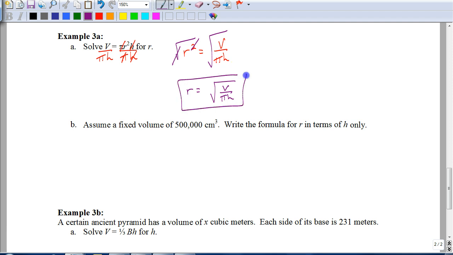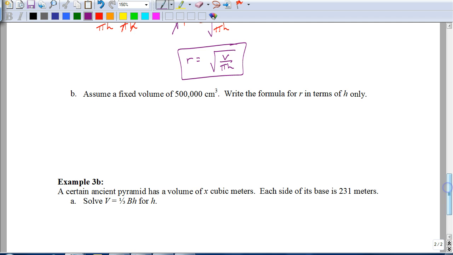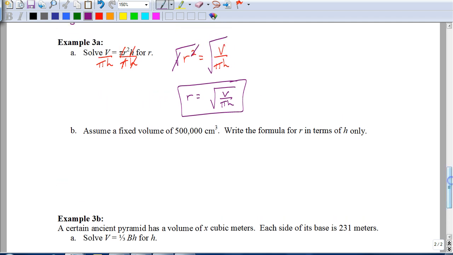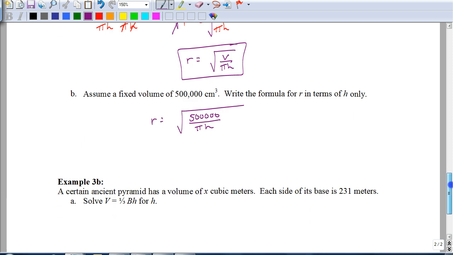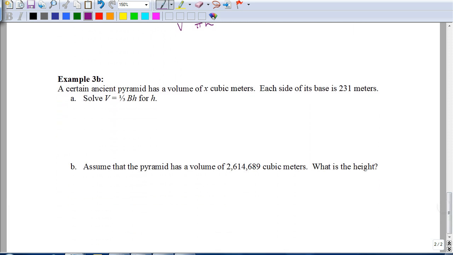So now there's a follow-up question like this one, where we're asked to assume that we have a fixed volume, this time of 500,000 cubic centimeters, and to write the formula for r in terms of h only. So now we just substitute 500,000 in here for V. And technically, we haven't learned enough to be able to simplify this, so right now we'll just leave it as it is. It's kind of a silly question there, but let's look at the next one.